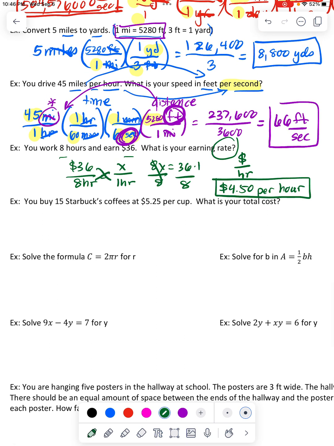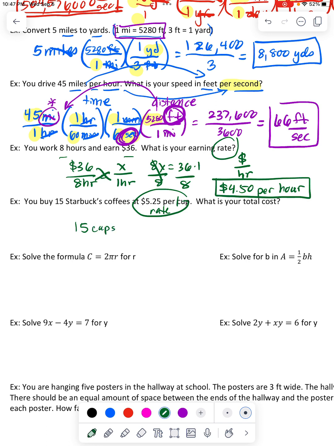Okay, I'm going to buy 15 Starbucks coffees, which is actually never going to happen, at $5.25 per cup. This is my rate. This is per 1 cup. What's your total? All right. Well, I'm buying 15 of them. And then basically that's 15 cups.